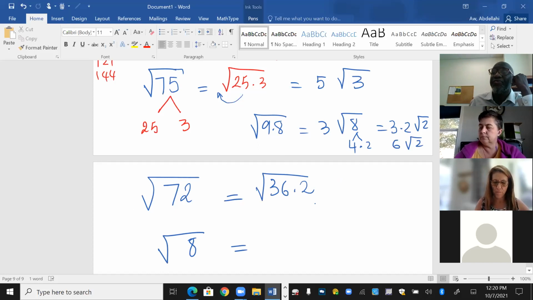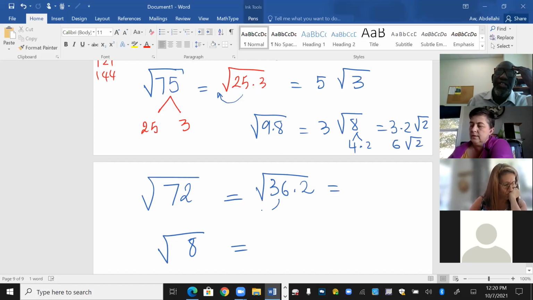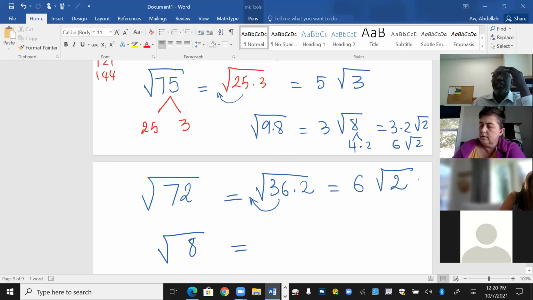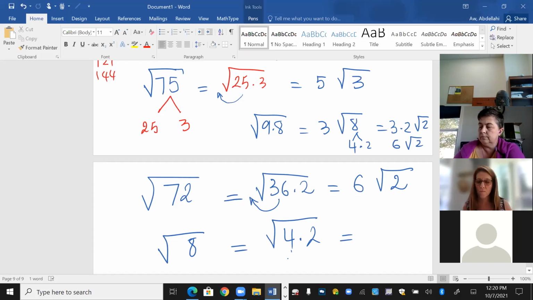All right, 36 and 2, and then square root of 36 is 6 root of 2. All right. And of course, square root of 8 is 4 and 2, so the square root of 4 comes out as 2.